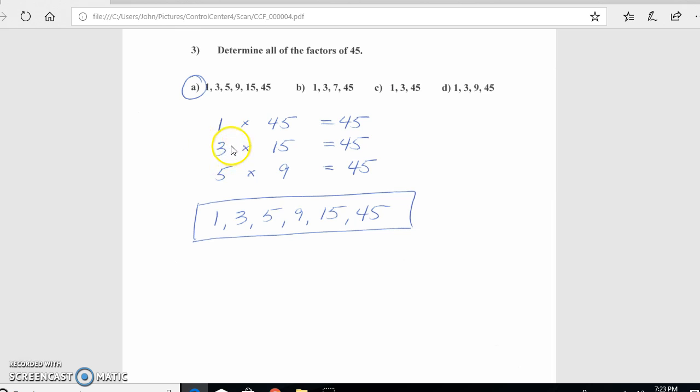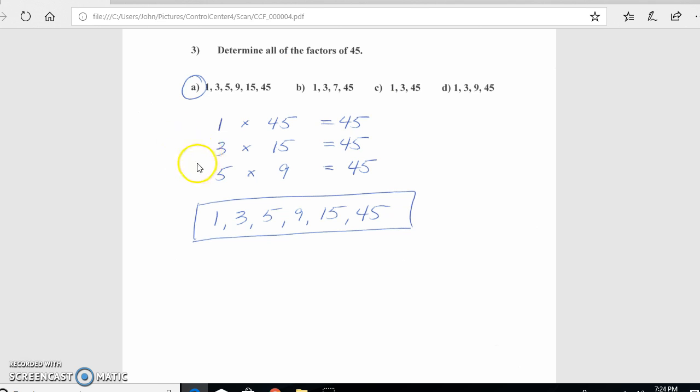So I go to 3 and I ask, is there another number that I can multiply 3 by to get 45? And the answer is yes, 15. 3 times 15 gives me 45. So 3 and 15 are factors of 45. Now, if you didn't know that, you could take 45, divide it by 3, and you would get 15, which would show you that 3 times the 15 is 45.